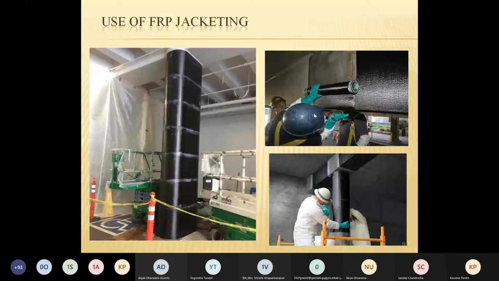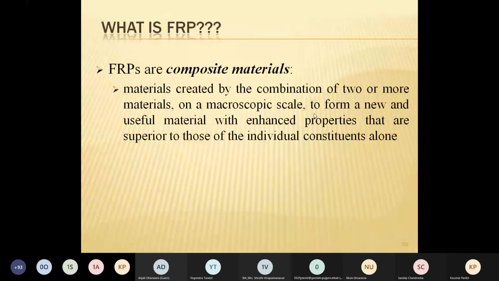So now, in retrofitting technique, let us go to what is FRP and how the FRP can be used for the jacketing purpose. Before I proceed further, for the beam column joint or a composite material, let us look at a very small video so that we can understand very well about the FRP jacketing.